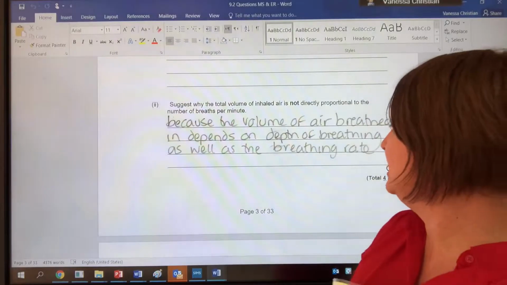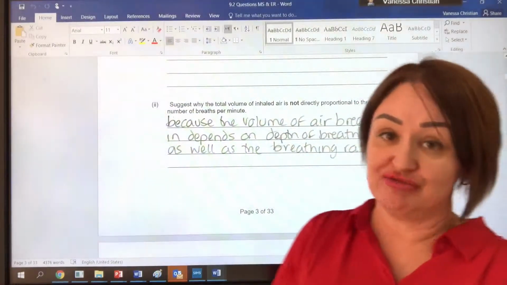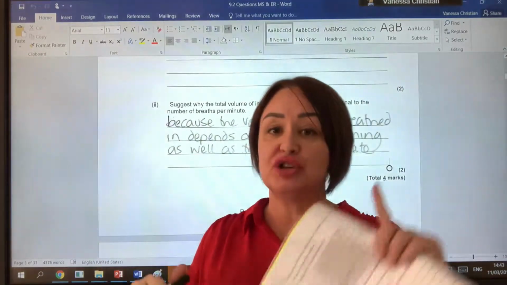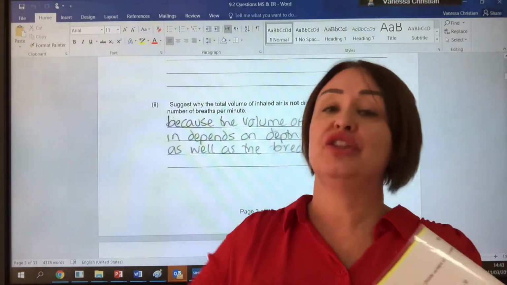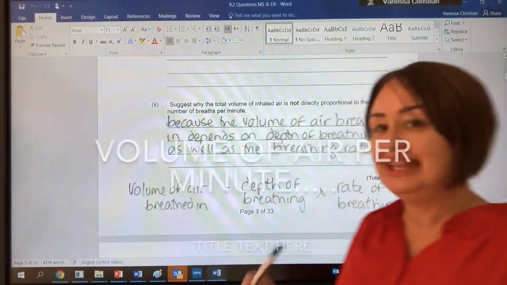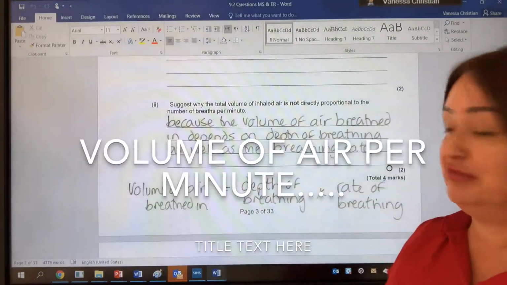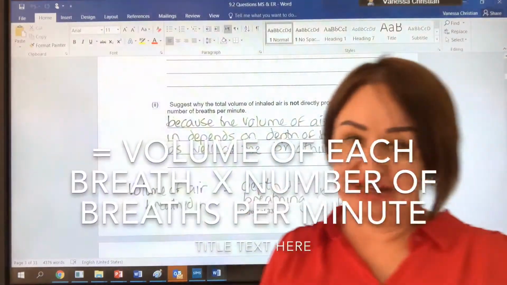Volume of air breathed in depends on the depth of breathing as well as the breathing rate. It depends on two things. So just because you increase one, it doesn't mean that we're going to get an overall increase in the volume of air breathed. In other words, the volume of the air breathed in is equal to the depth of breathing times the rate of breathing.